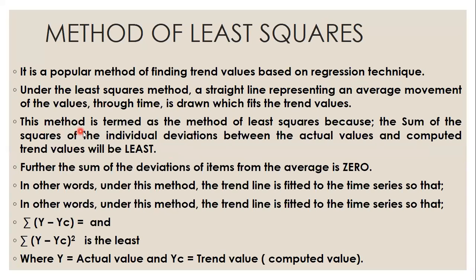This method is termed the method of least squares because the sum of squares of the individual deviations between the actual values and the trend values is computed and will be the least. So there will not be too much difference between the actual value and the predicted or future value. We are trying to reduce that gap between the actual and whatever we have calculated, so that we will be able to get accurate values which will help us understand it even better.